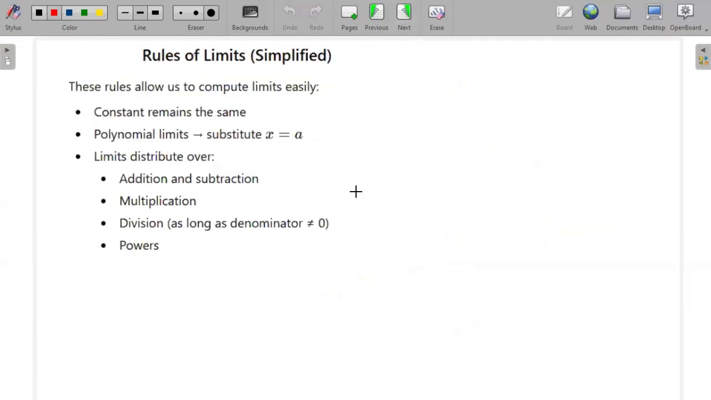Now, speaking of rules to take note of, there are rules that these kinds of limits follow. Let me summarize them. The first one is the constant rule. When we're computing limits and you take the limit of a constant, it's still going to be a constant. So the limit as x approaches a of the constant k still gives you k. For example, the limit as x approaches 2 of the constant 4 will still give me 4. That is what this rule is telling us.